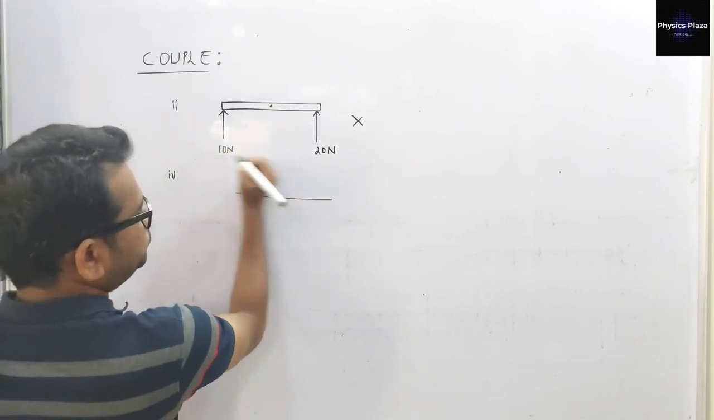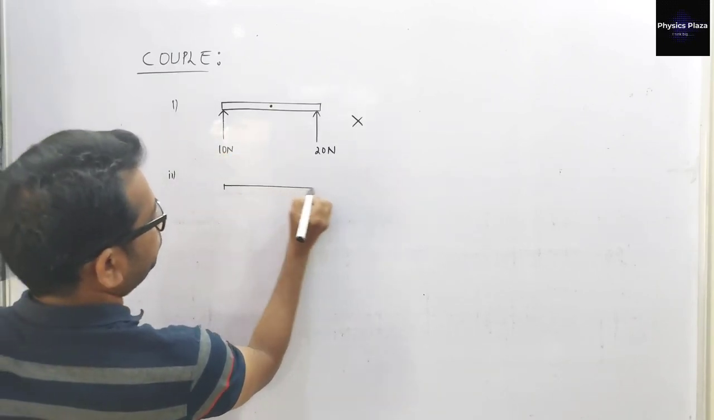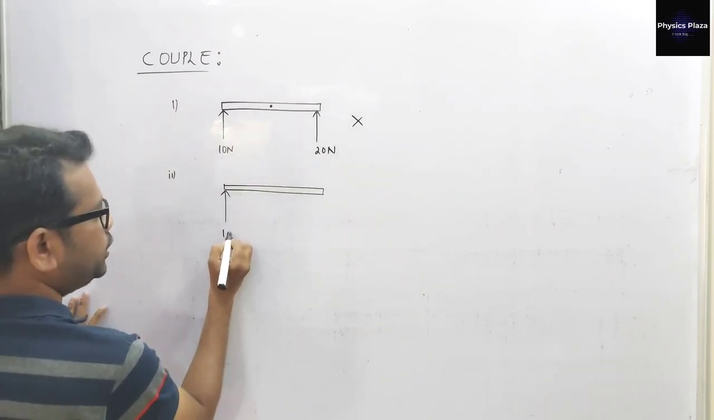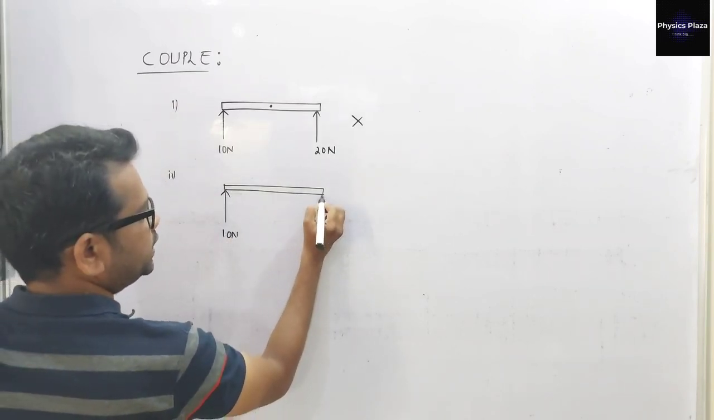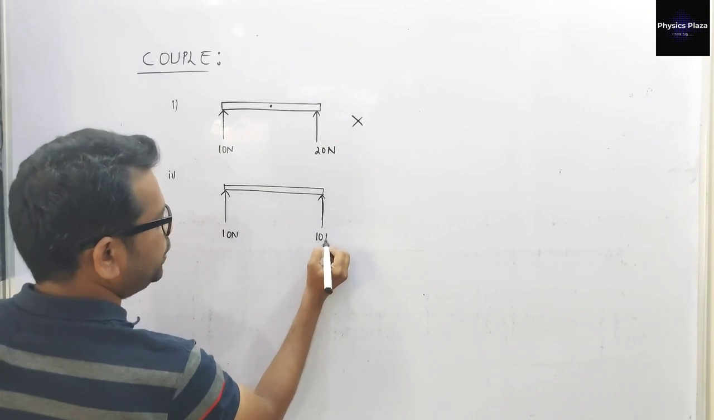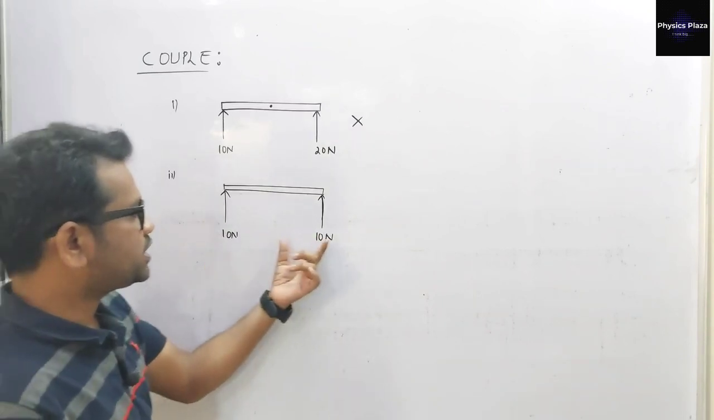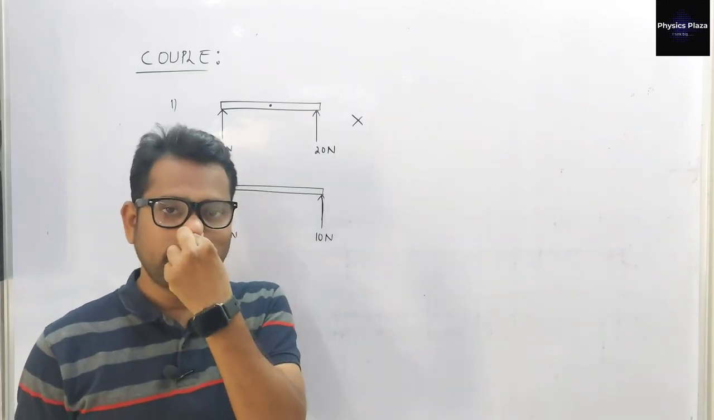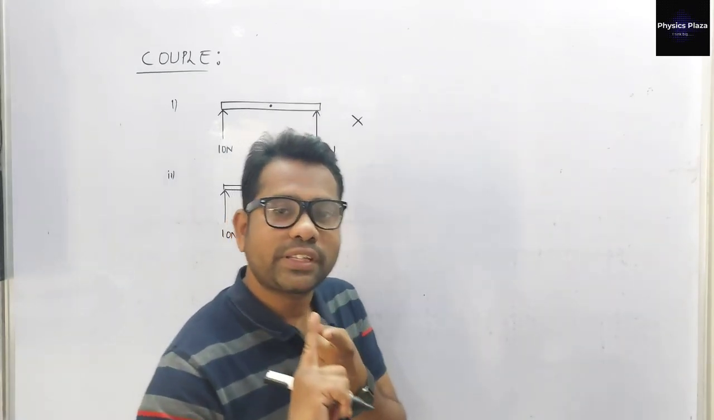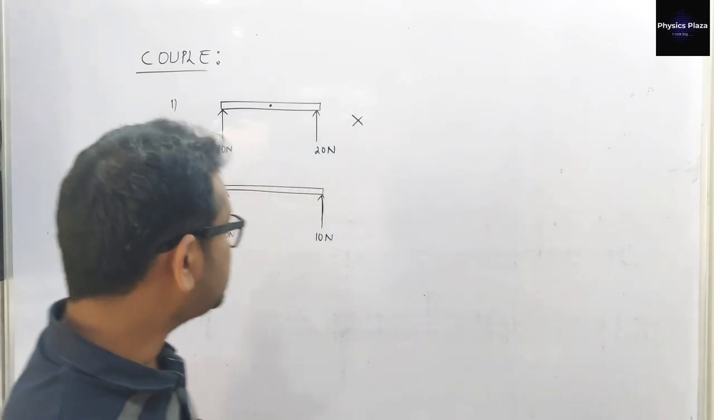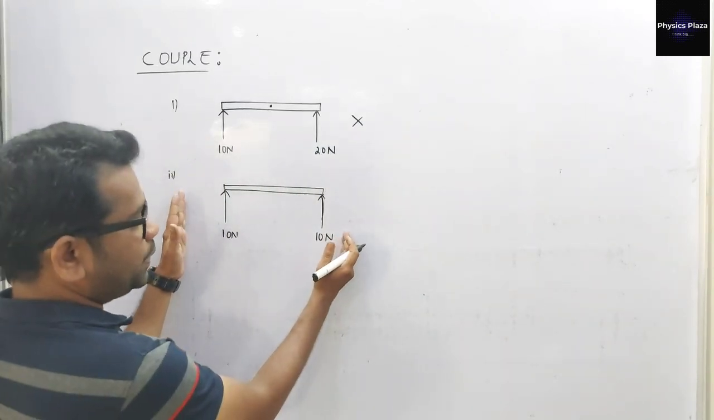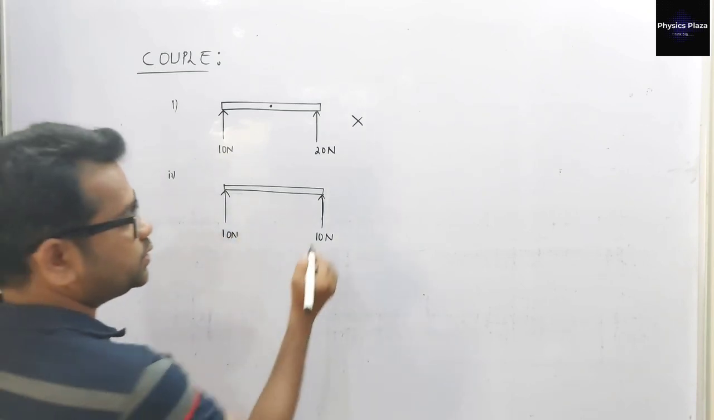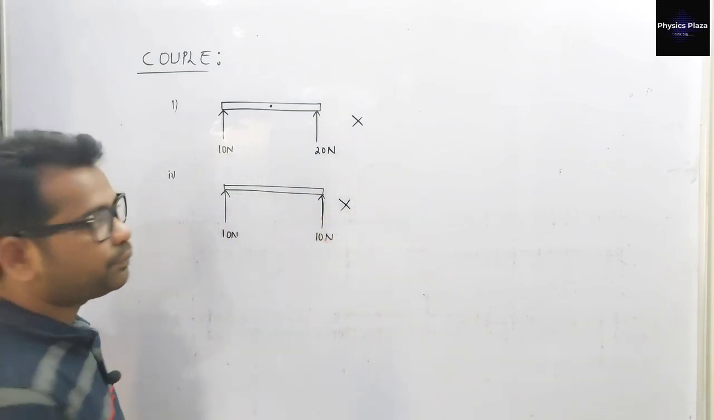So here, let us take one more thing. It is 10 Newton and here is a 10 Newton. Then you begin to wonder, sir, these two have the same magnitude. Still, these two forces do not form a couple. Which means what? They should have the same magnitude, and one more thing is that they should be parallel. Okay, they are parallel only. But they should be opposite, but here they are in the same direction. So these two also do not form a couple.